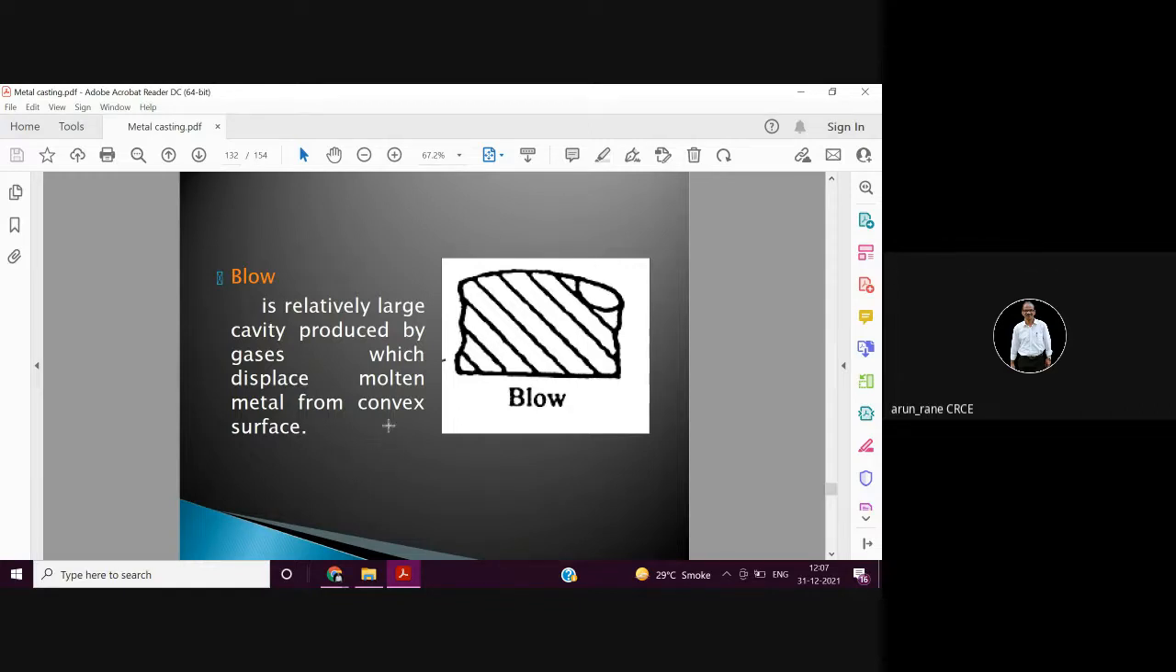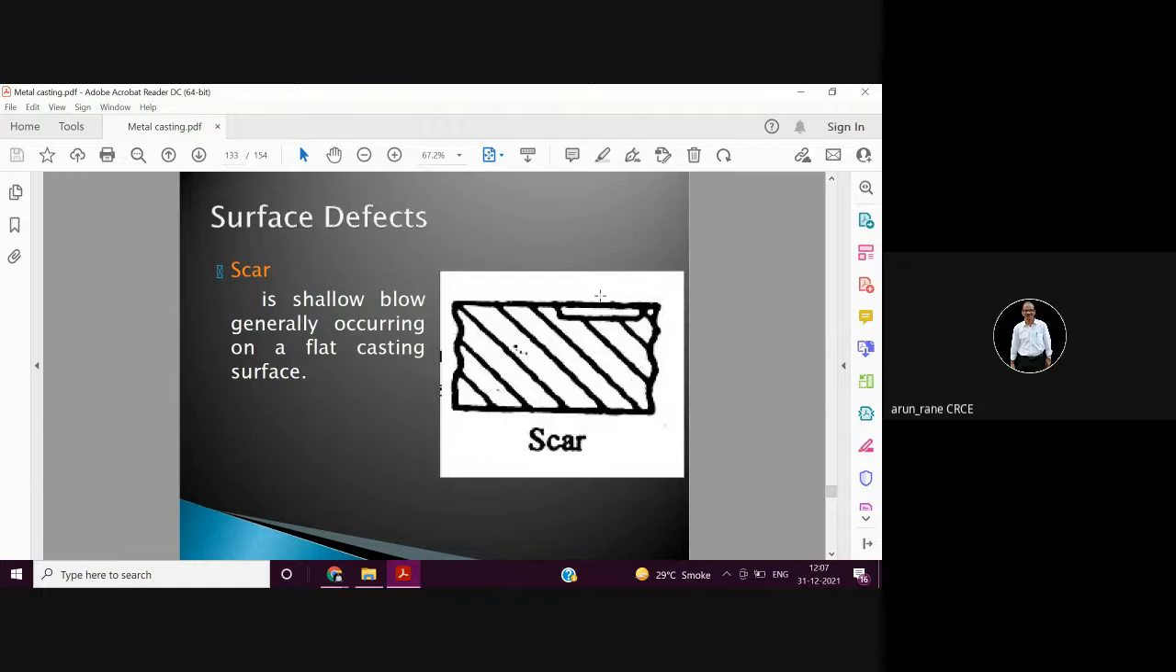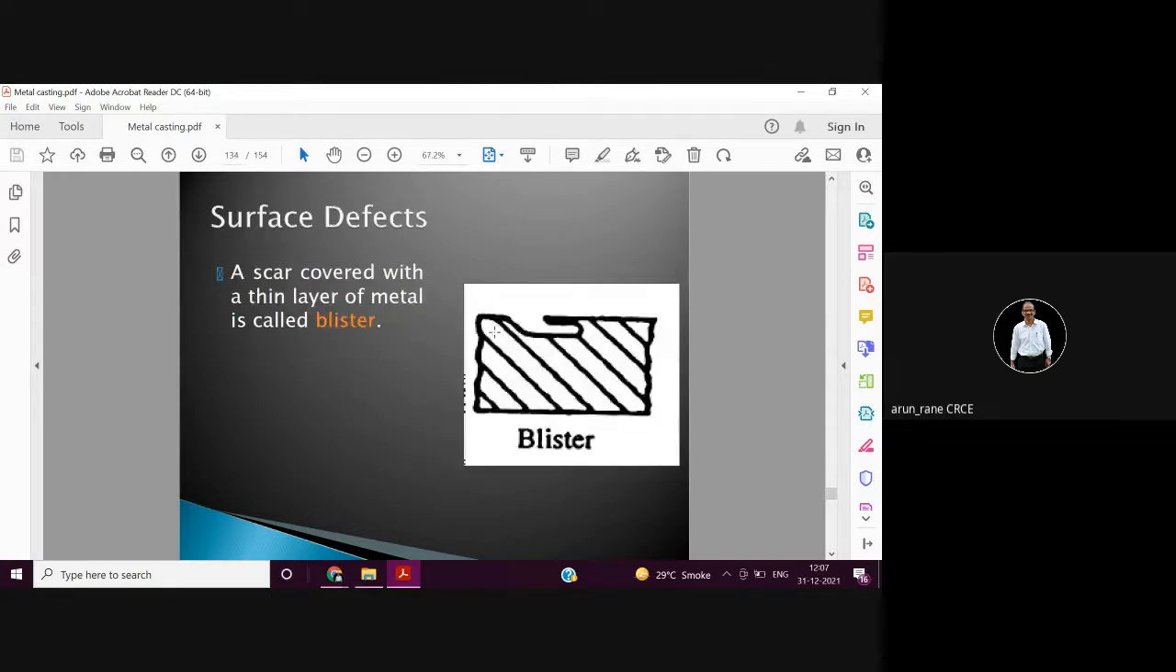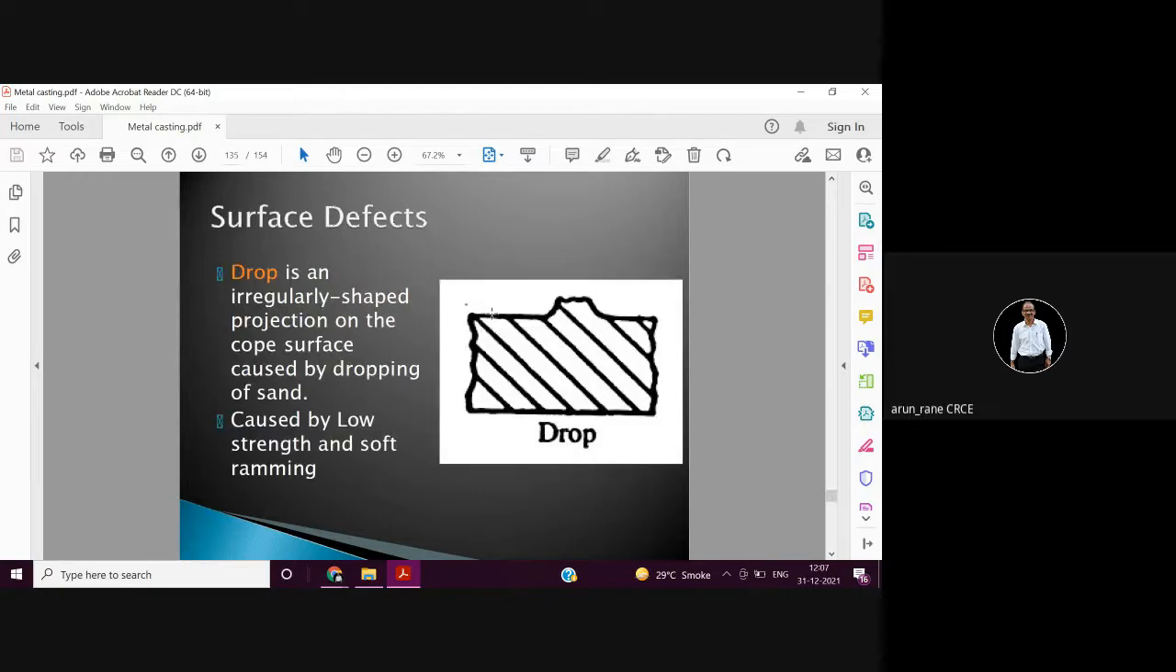So that gases will displace the molten metal from the convex surface. Yeah, say scar mark. Generally it occurs on the flat surface. Shallow रहता है. Blister like a फोड़ी रहता है वैसे. Drop projection जैसा आता है.